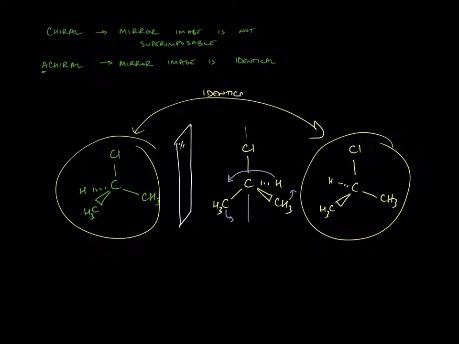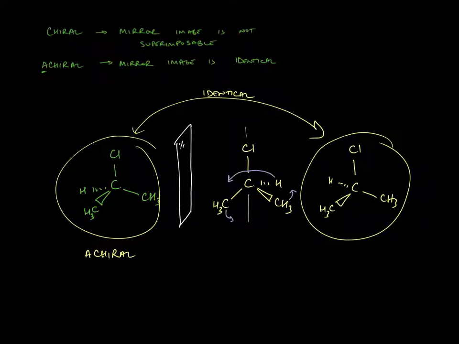And since the mirror image is identical, we would say that this molecule is achiral. It's not like your hands. In your hands, the mirror image is not the same thing. Your left hand and your right hand are different. But in this case, with this specific molecule, 2-chloropropane, the mirror image of it is identical. Therefore, it's not like your hands. So we would say that this is an achiral molecule.